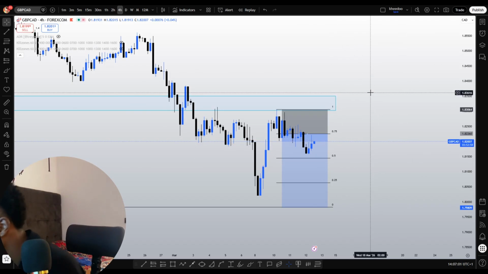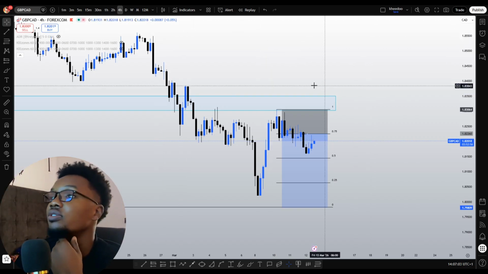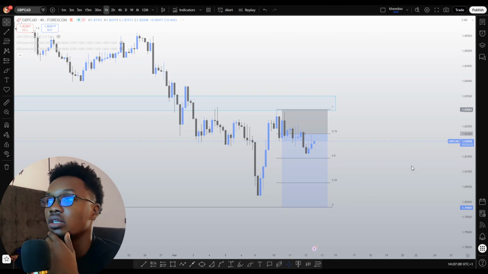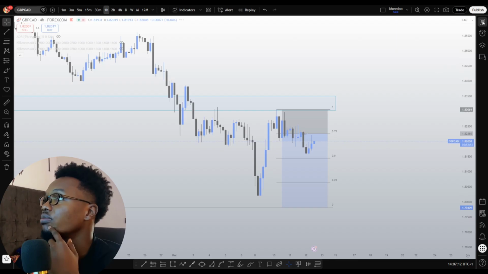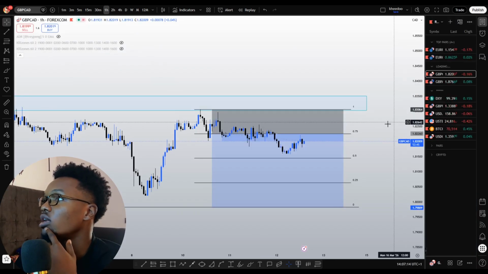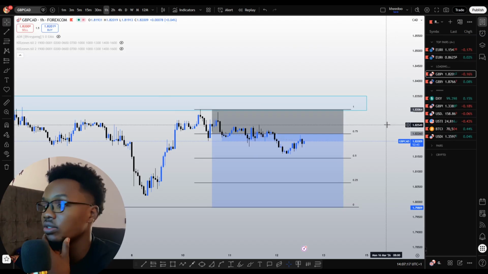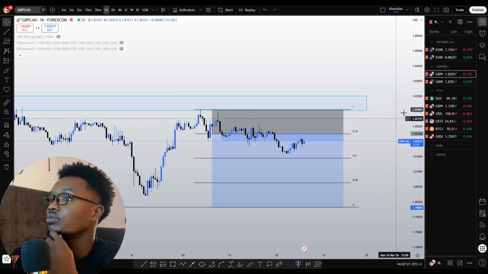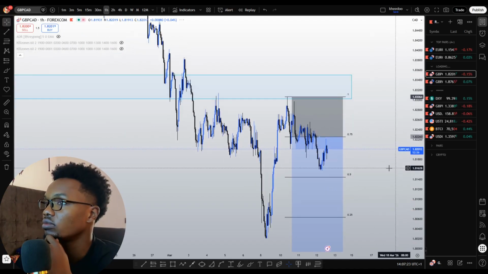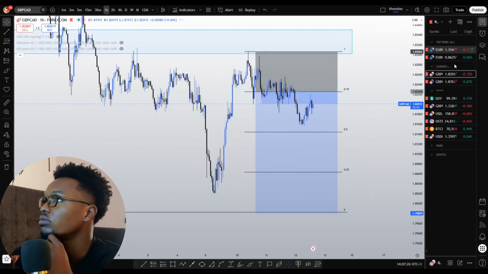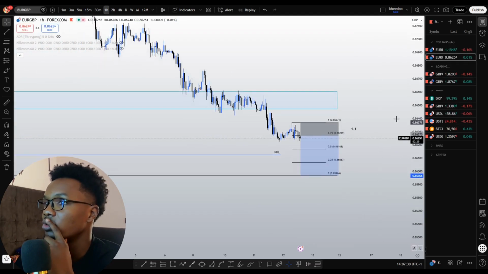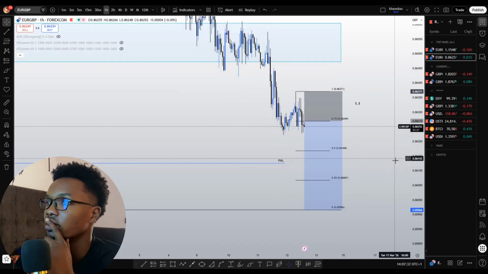I just have to keep on holding and wait for price to do its thing. Currently running in drawdown on USD. And then EUR/GBP is here to trigger me. This is my limit order I set.